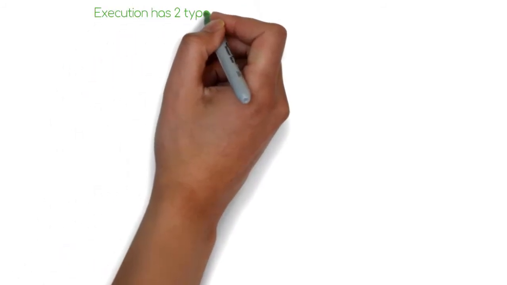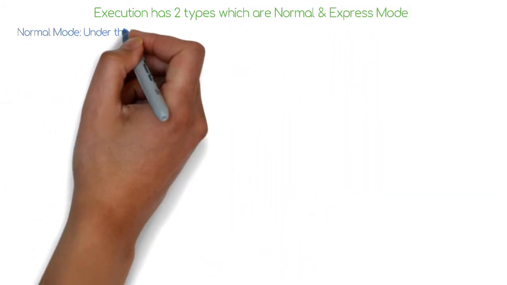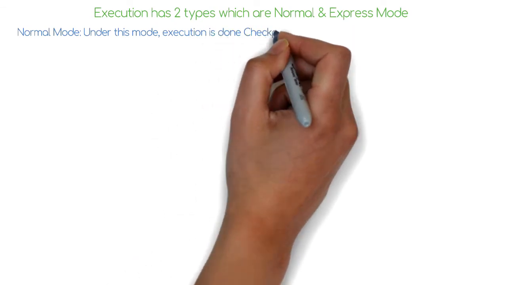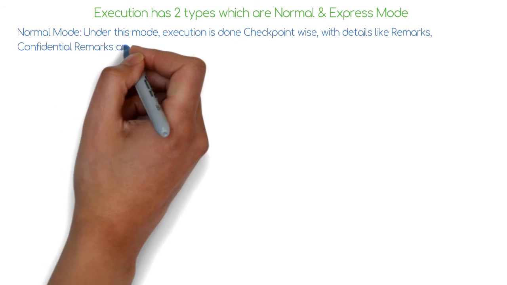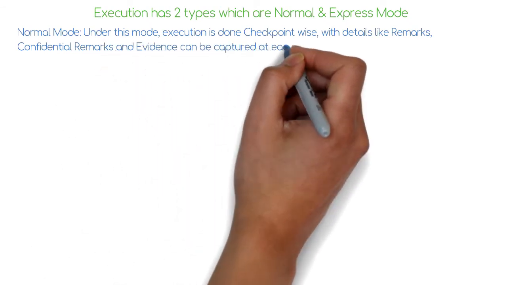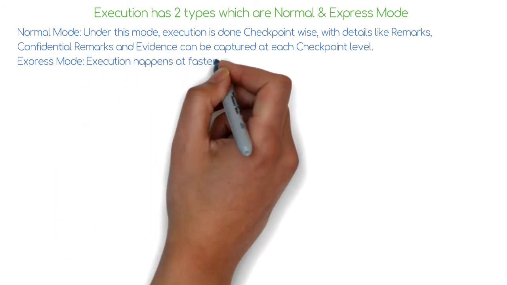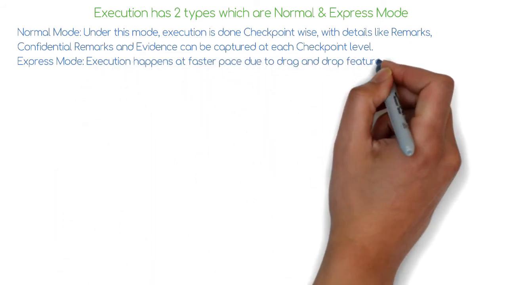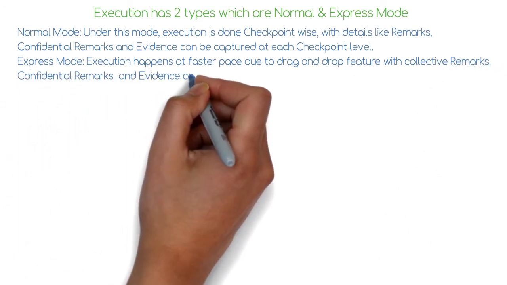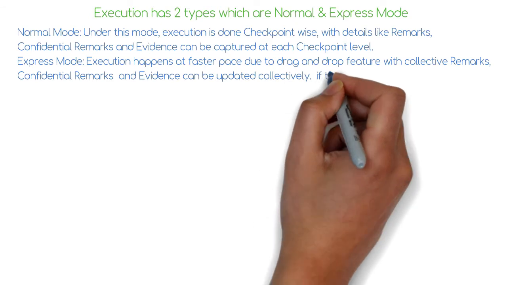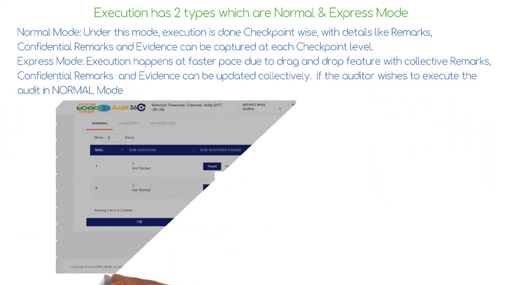Execution has two types, which are normal and express mode. Normal mode: under this mode, execution is done checkpoint-wise, with details like remarks, confidential remarks, and evidence captured at each checkpoint level. Express mode: execution happens at a faster pace due to the drag and drop feature, with collective remarks, confidential remarks, and evidence updated collectively, if the auditor does not wish to execute the audit in normal mode.